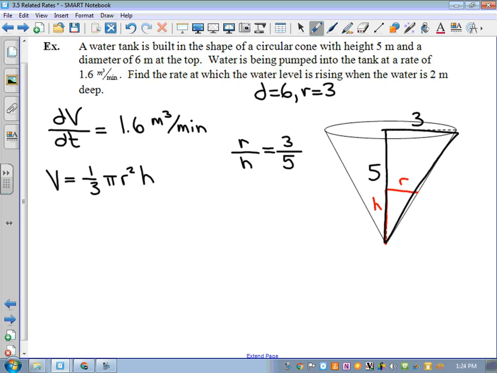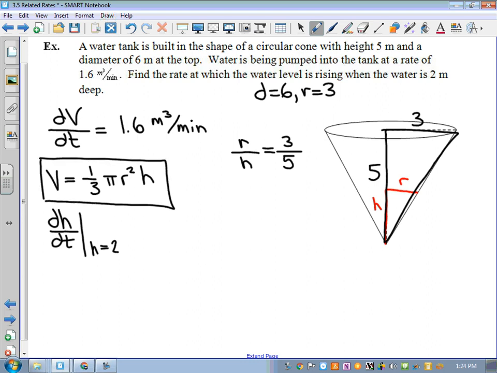The reason why that's so important is because this question, all it wants is dH over dt when the height of the water is 2. We don't care about the radius, which means if we can somehow manipulate our volume formula to be only in terms of volume and height, then we can do our implicit differentiation and solve from there. The way that we do that is by isolating R in this particular formula, and that is that R is equal to 3/5 times the height.